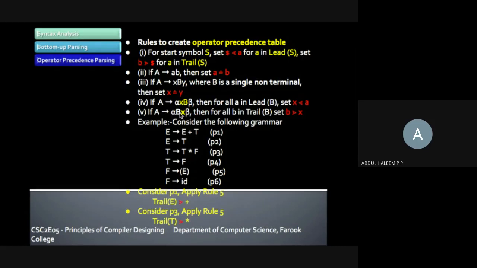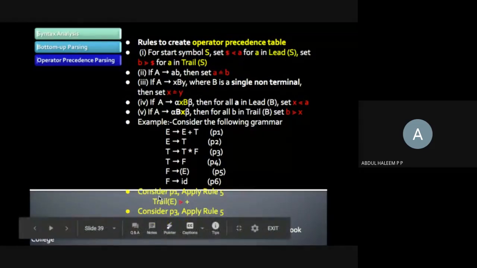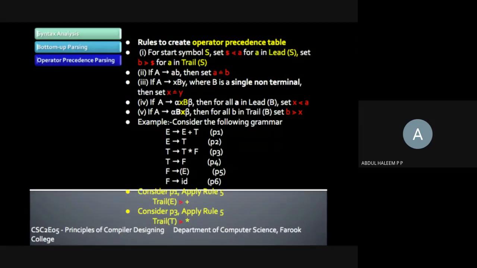Now what happens? If A derives alpha Bx beta, then we will take all the elements of trail of B, and this trail of B will be having higher precedence than the operator called X. That's the rule. Now, please note down rule number 5, and let us take one example now. We can take only one example. If we can finish quickly, we can come back to this if required on Monday also, inshallah.